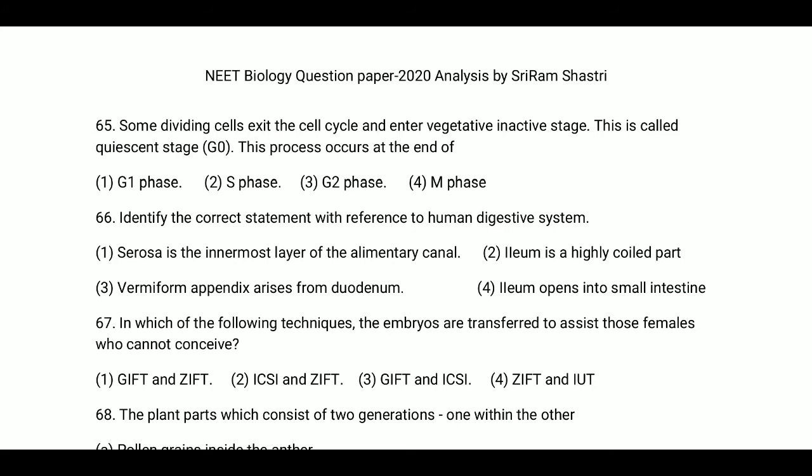Ileum is a highly coiled part. Vermiform appendix arises from duodenum. Ileum opens into small intestine. You have to identify the correct statement. Okay, so the correct statement is ileum is a highly coiled part in the human digestive system.